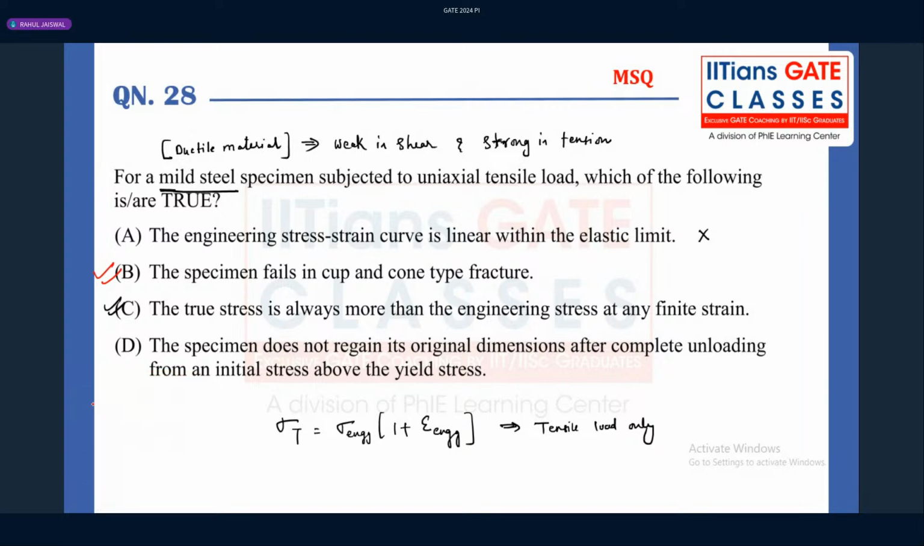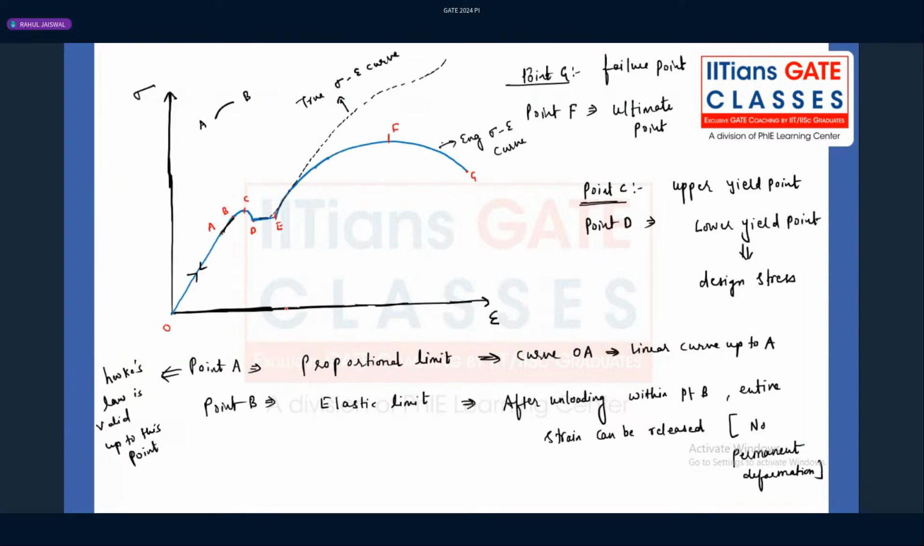So B and C both are correct. What about D? The specimen does not regain its original dimensions after complete unloading from an initial stress above the yield stress. See, I told you very clearly, till the point B, if you try to unload the material, it will completely regain its original shape and size. That is the elasticity quality of the material.